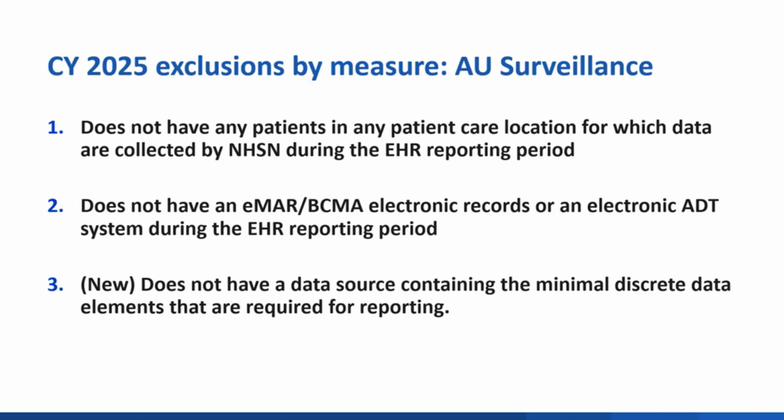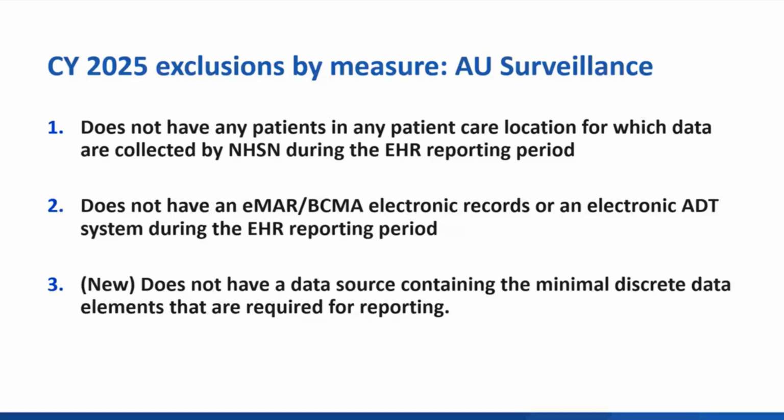First are the exclusions for the AU surveillance measures. The first exclusion listed here is the same as calendar year 2024. You do not have any patients in any patient care location for which data are collected by NHSN during the reported period. The second exclusion is also the same as calendar year 2024. Do not have an EMAR or BCMA electronic records or an electronic ADT system during the reporting period.